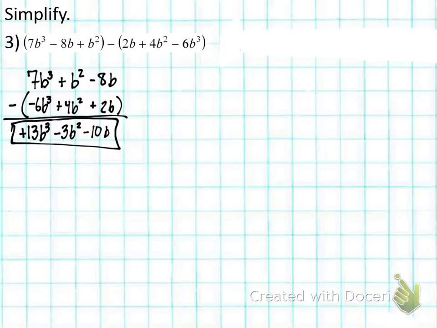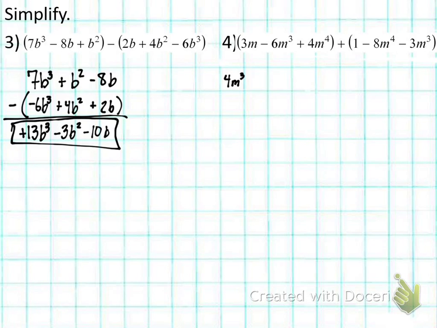Let's do number 4. Here we go. Ready, set, go. What should be done on this next one is we need to take a descending order, so we got positive 4m cubed. Write that first. 4m cubed minus 4m to the 4th, which is this term here. That's what I copied down. And there's a plus sign here, so we know that it's okay.